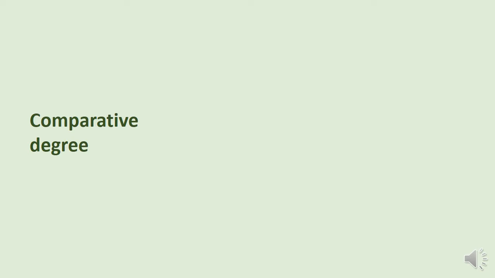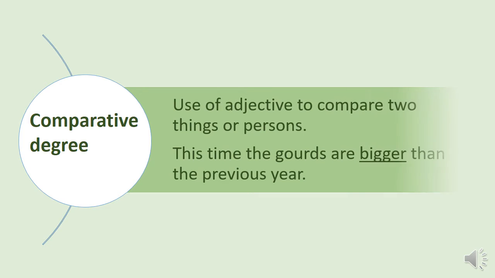Then comes comparative degree. When we use an adjective to compare two things or persons, we use comparative degree. For example, we can say that this time the girls are bigger than the previous year. My dear students, look at this sentence. We have an underlined word, that is bigger. Bigger expresses the comparison, okay? So it is a comparative degree.